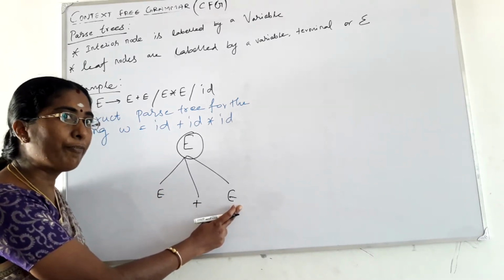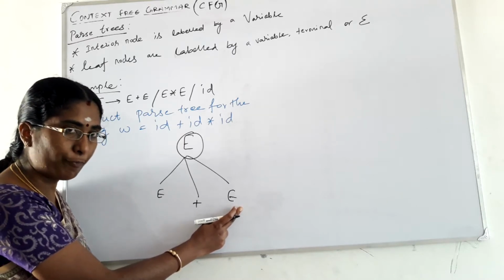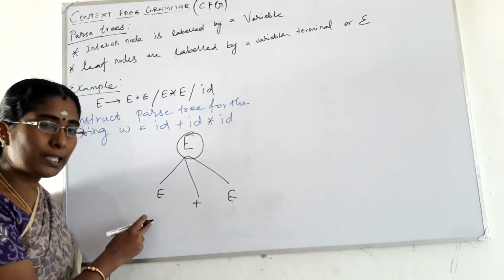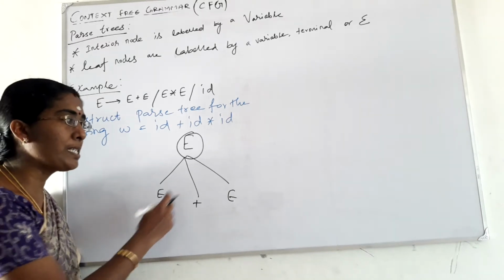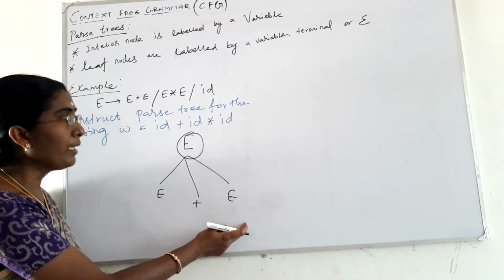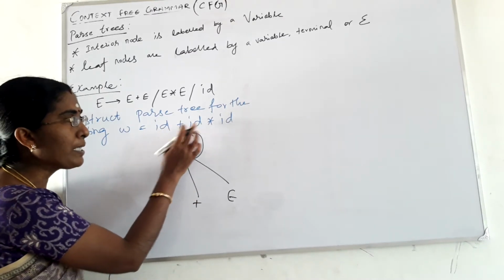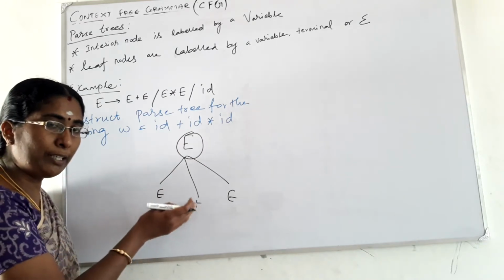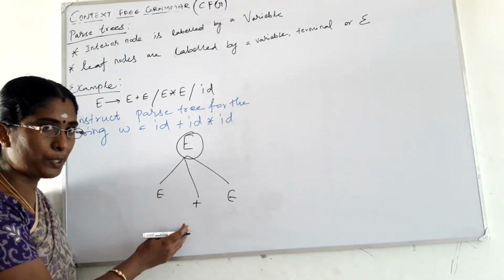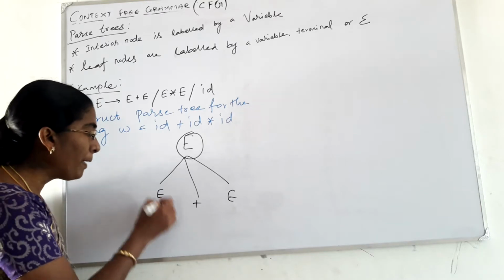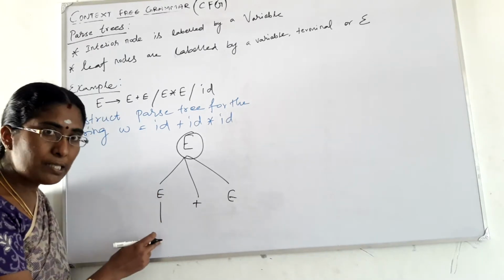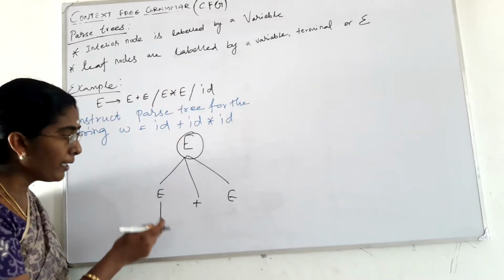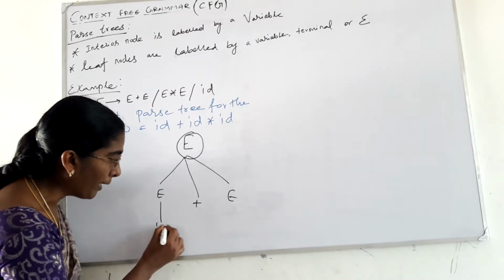If you are constructing a leftmost parse tree, first replace the leftmost variable. If you are constructing a rightmost parse tree, replace the rightmost variable. Here what is our string? ID plus ID star ID. From left to right, the plus operator is in the first position. So just replace this E by ID. You have the production E implies ID.